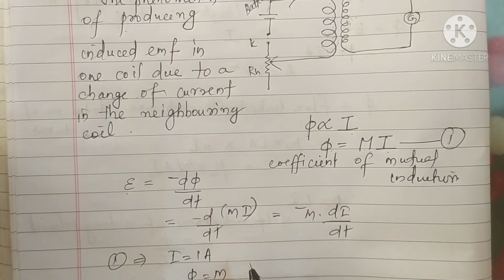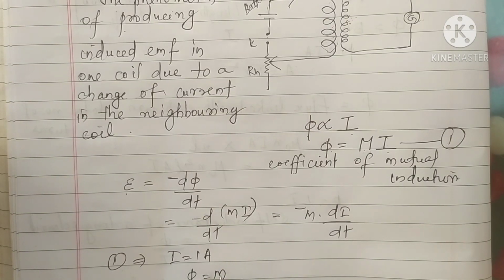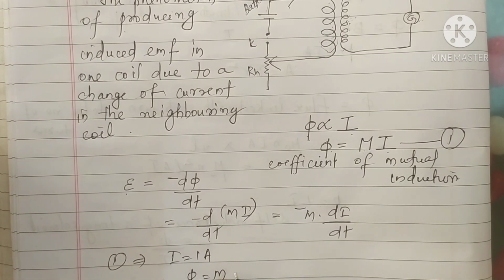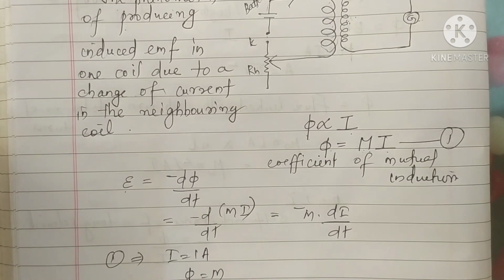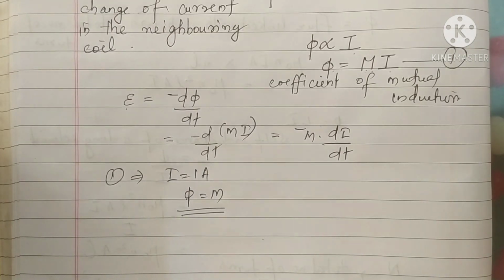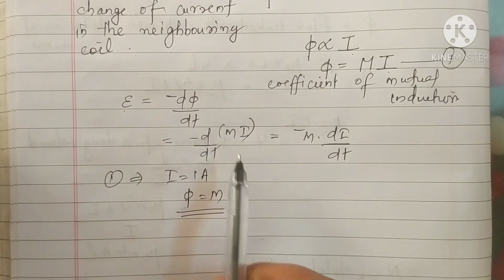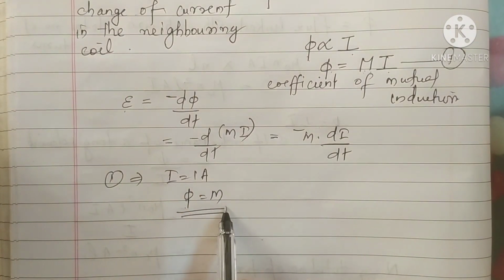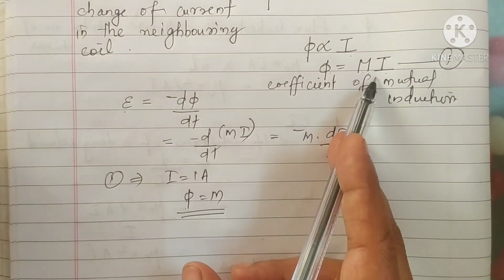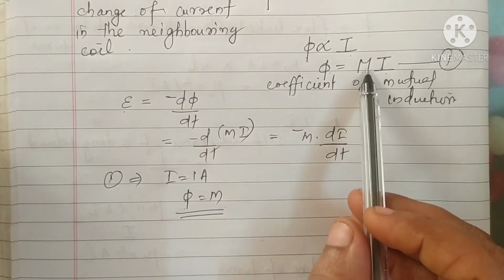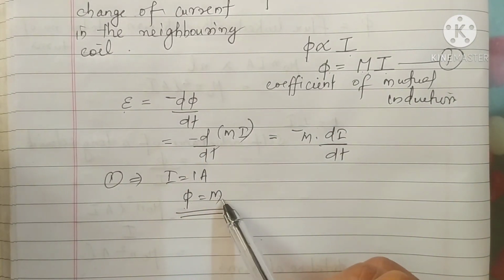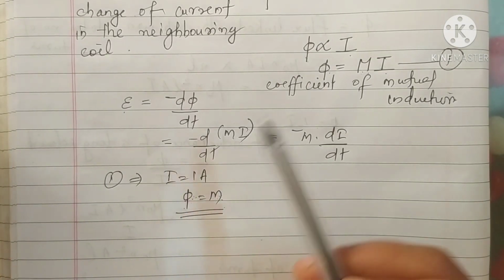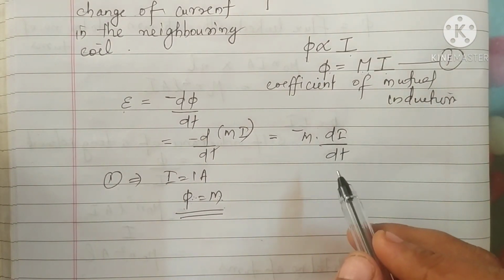So how can you define it? The mutual inductance of two coils is numerically equal to the magnetic flux linked with one coil when a unit current passes through the other coil. As you know, here the magnetic flux linked with the secondary coil is the flux given here, but this I is the current in the primary coil, isn't it? Putting I equals 1, phi equals M from the first equation, and here you can define it as the mutual inductance of two coils is numerically equal to the magnetic flux linked with one coil when a unit current passes through the other coil.